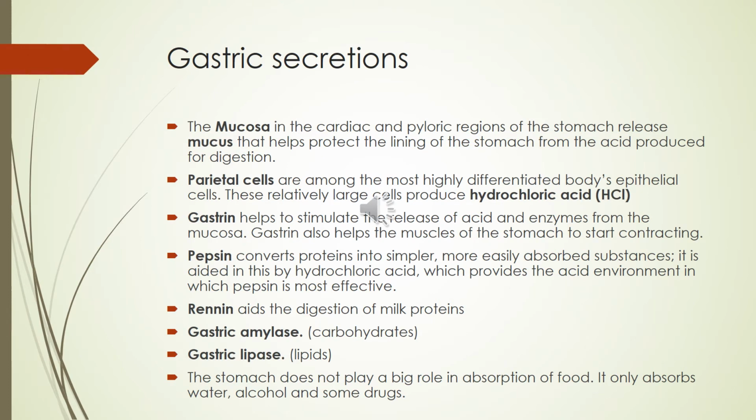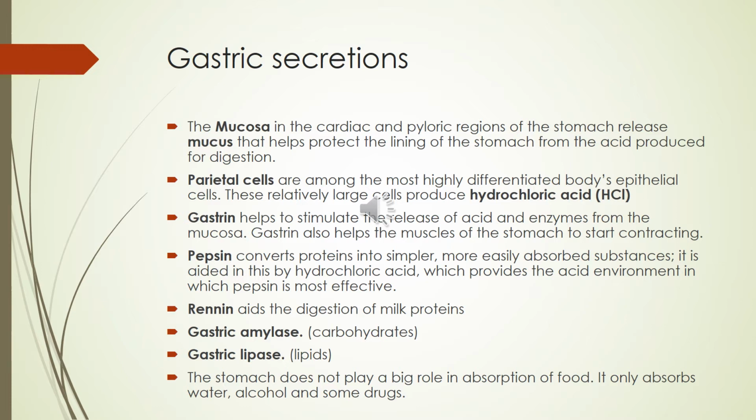Okay, so here we come to gastric secretions, or you can say the gastric juice. The mucosa in the cardiac and the pyloric regions of the stomach releases mucus that helps to protect the lining of the stomach from the acid which is produced for digestion. All right, the mucus which is released in the stomach protects the lining of the stomach from the acid or the secretions produced in the stomach.